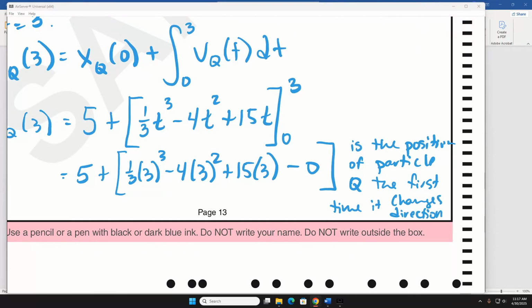Now all these directions about don't write outside the box, it's not like they won't look at it, it's that they're not sure it'll show up when they scan it. So try to stay in the box. If you fill every single inch and you go outside the box, they might see it, they might not, but just make sure you try to stay inside the box.